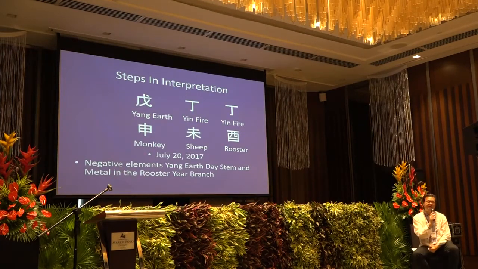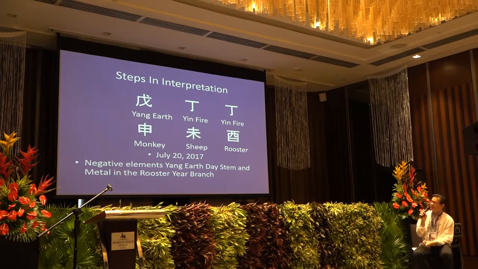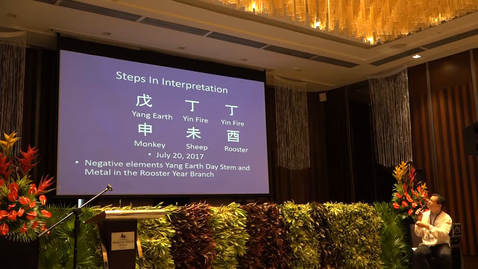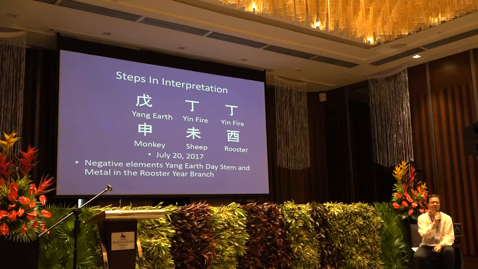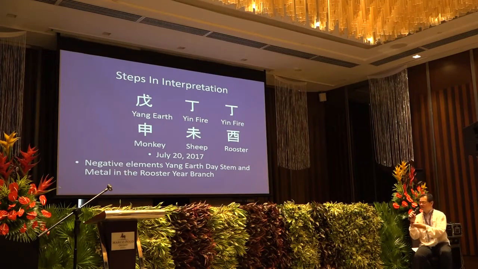Unfortunately, he took his own life this year, July 20th, 2017. On the day he died, because he was depressed, there was young earth, the negative element, present, and it was also in the rooster year, which is his competitor, because that's his self element. So unfortunately, the negative elements were present on the day he took his own life. We don't know exactly what time he decided to do that. That's very unfortunate because he had mental health issues.